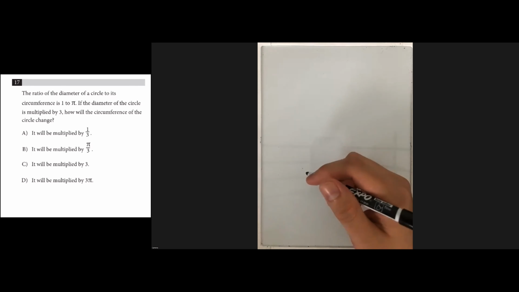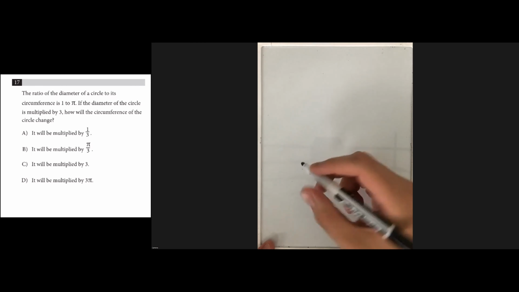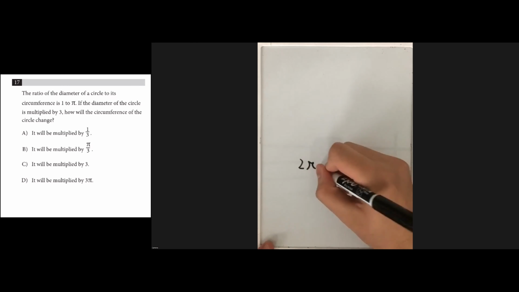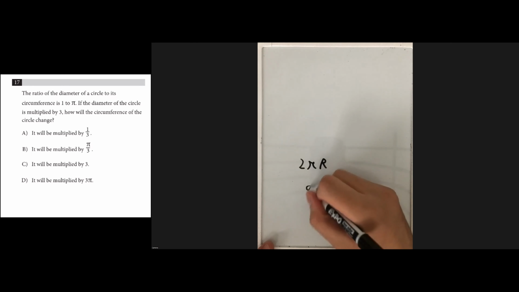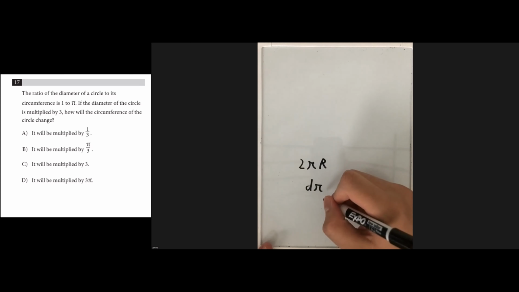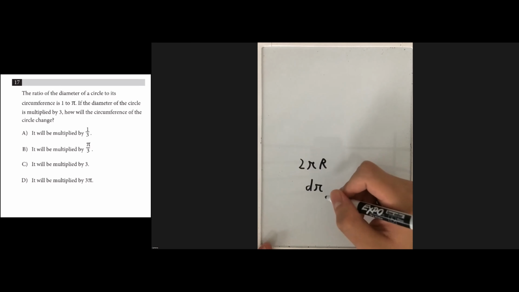Okay, so for this one, it says the ratio of a diameter to circumference is 1 to pi. So basically what we're comparing is diameter to circumference. And so for that, the formula for circumference is just 2 pi r, and 2 times the radius is just the diameter. So it's just diameter times pi. That gets you the circumference.